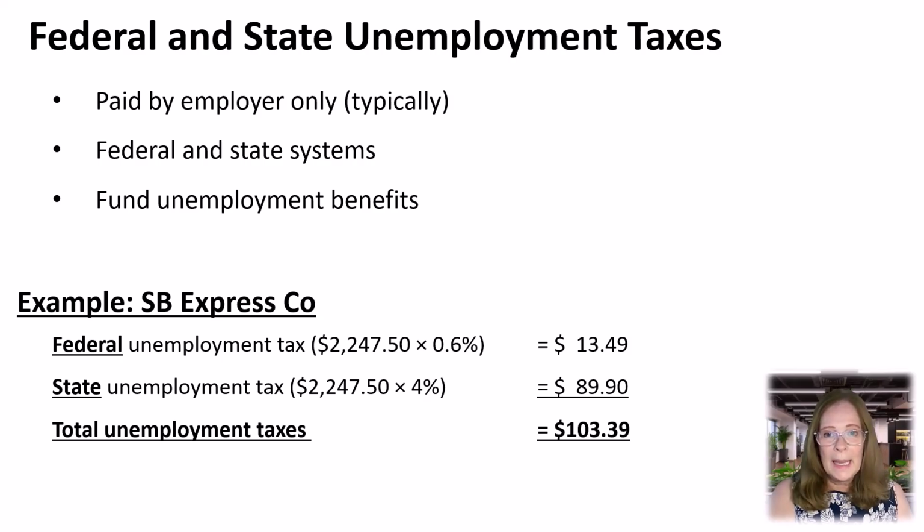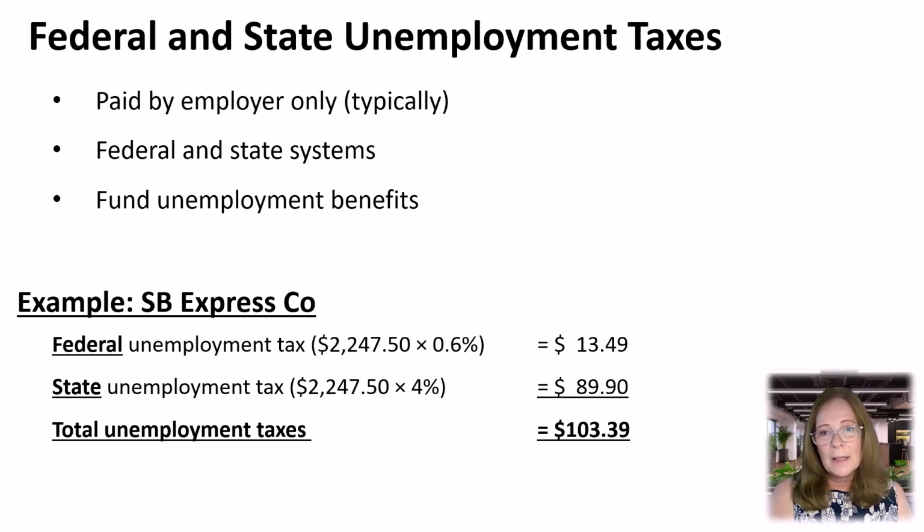For the payroll period ending January 6th, we're using the wages of $2,247.50 from the payroll register and multiplying them by 0.6% for $13.49. In our case, the state unemployment taxable wages have the same maximum wage base as FUTA and a tax rate of 4%. So we multiply $2,247.50 by 4% for $89.90 of state unemployment taxes and arrive at a grand total unemployment taxes of $103.39.